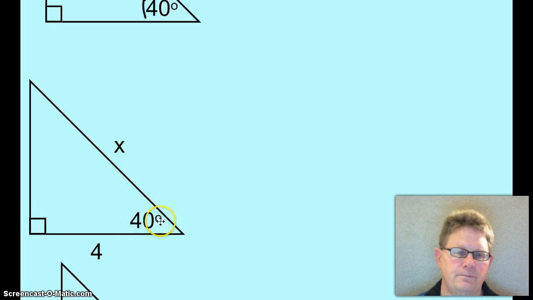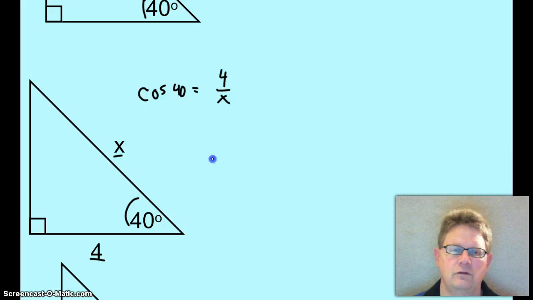Okay, looking at this one, looking at the 40 degree angle, you have 4, which is the adjacent side, and x is the hypotenuse. Which ratio deals with adjacent and hypotenuse? That's right, it's cosine. Cosine of 40 equals 4 over x. Cross multiply and you get x cosine of 40 equals 4.